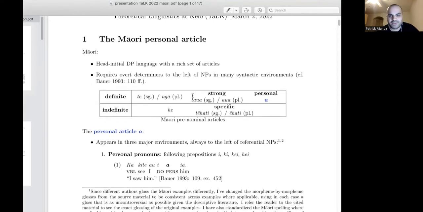And so here is the basic article system in Maori. You have a definite, indefinite split. Te and nga are similar to English the, not quite the same, but similar. He is similar, though not quite the same, as English a. You also have a strong definite and a specific indefinite, and then you have this guy here, this personal article. Oh, sorry, my light's gone off. This personal article is what I'm concerned with.